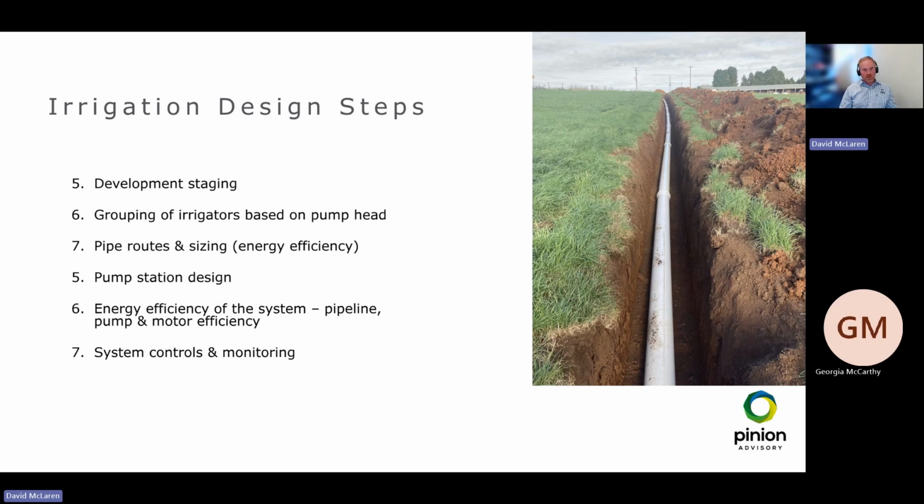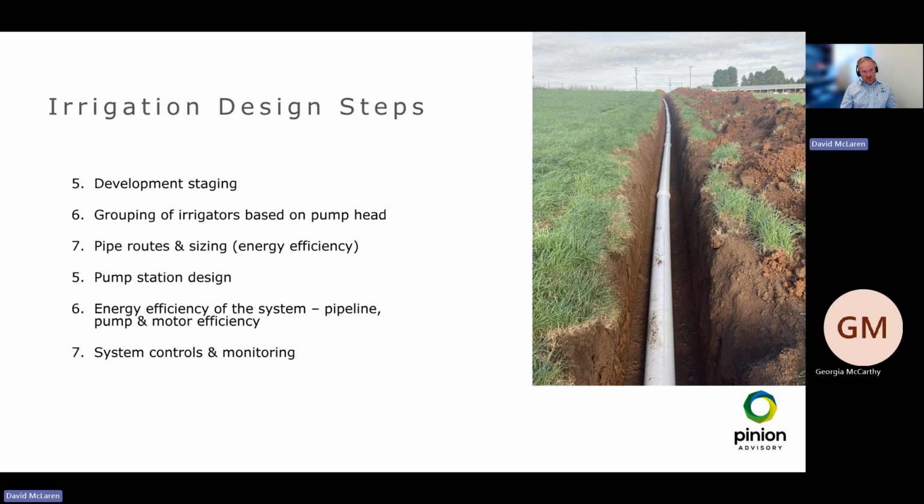Then with the pipe routes and sizing, really important, you might look at what pipe sizes I need, and that's going to be determined off flow rate through the pipe, what velocities are in the pipe. Pipe sizing is absolutely critical. And then you also might look at what routes, like what's sensible. Is there a rocky knob that you've got to bypass? Is there forestry on the property? Think about the alignment of the pipeline and sizing the pipe, and the correct sizing of the pipe has massive implications on energy efficiency.